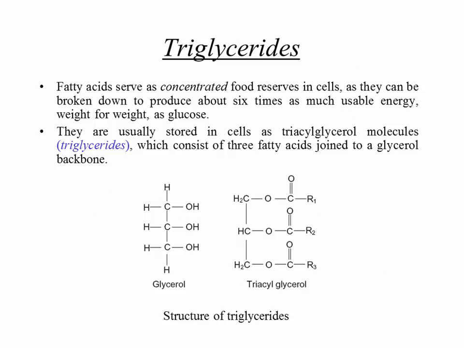Now, fatty acids serve as concentrated food reserves in cells, as they can be broken down to produce about 6 times as much usable energy weight for weight as glucose. Remember I said earlier that fatty acids provide compact storage, compact energy storage. Glucose doesn't. Usually in cells, fatty acids are stored as what are called triacylglycerol molecules, which consist of 3 fatty acids joined to a glycerol backbone.